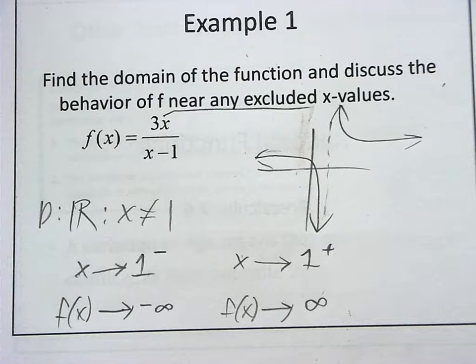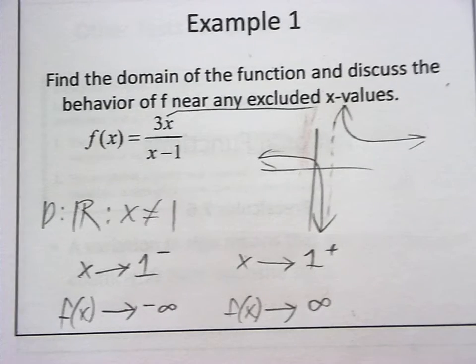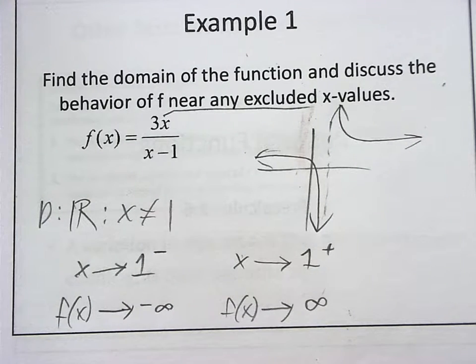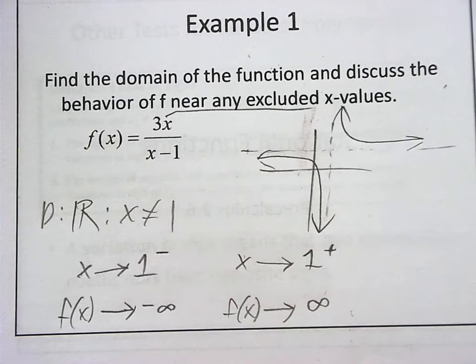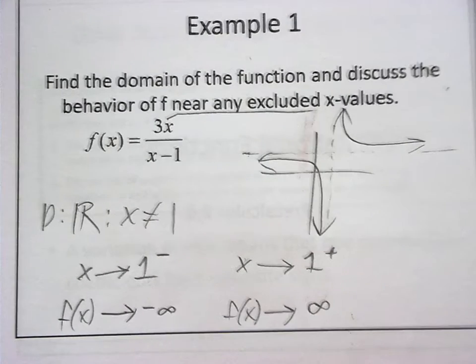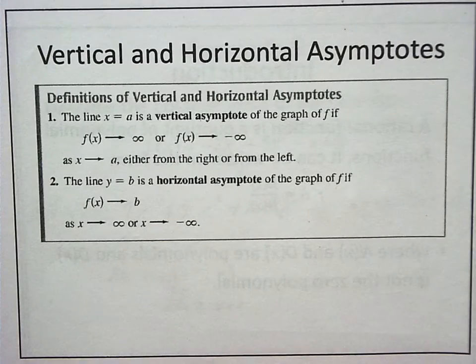Okay? Now, you have vertical asymptotes there. You actually have another type of asymptote there. Okay? Right around here, you actually have a horizontal asymptote as well. Okay? And those are defined the same way as the vertical ones. It's just they switch it a little bit.